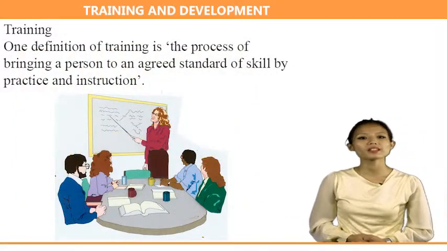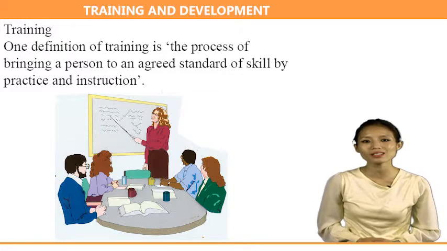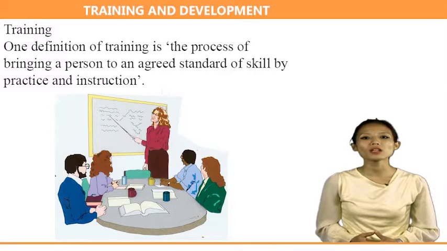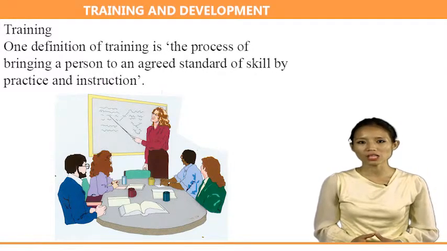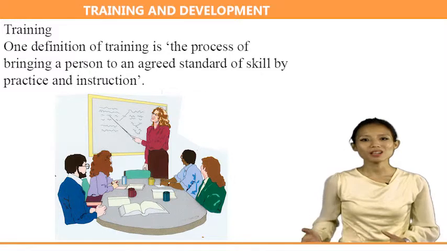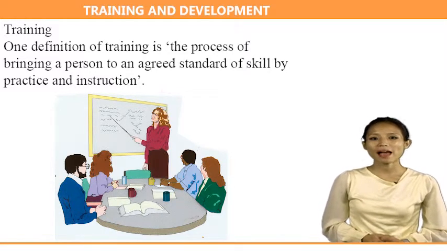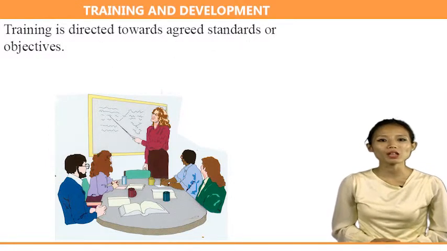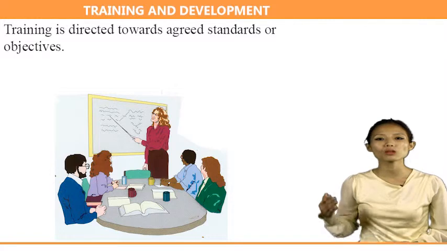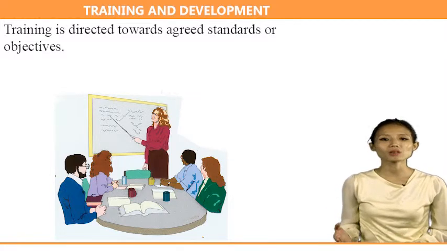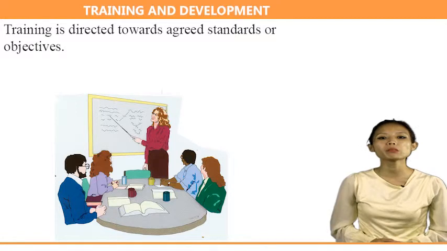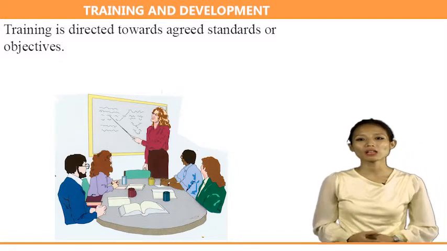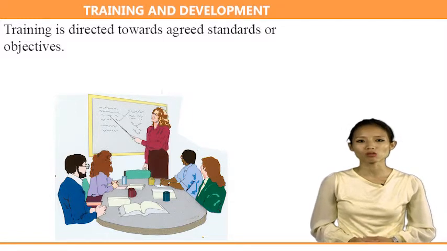One definition of training is the process of bringing a person to an accurate standard of skill by practice and instruction. Another definition is a trainer and participant working together to transfer information from the trainer to the participant to develop the participant's knowledge, attitudes or skills so they can perform work tasks better. Taken together, these definitions say two things. Training is directed towards agreed standards or objectives. These are sometimes called learning outcomes: what we want people to learn from training. The person being trained participates with the trainer in the training activity rather than simply receiving instruction.